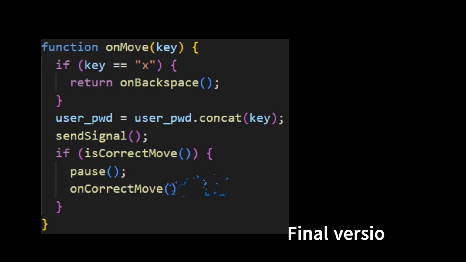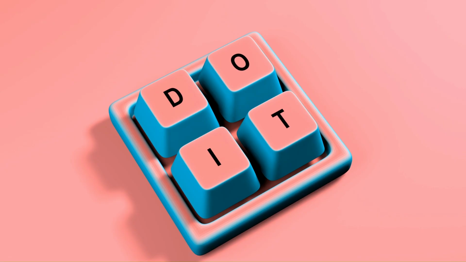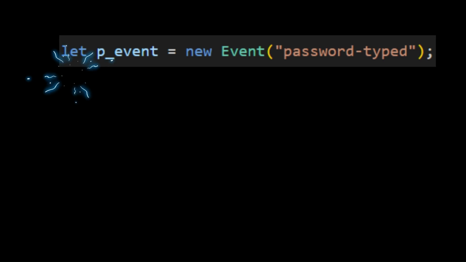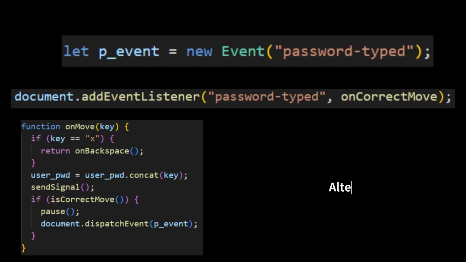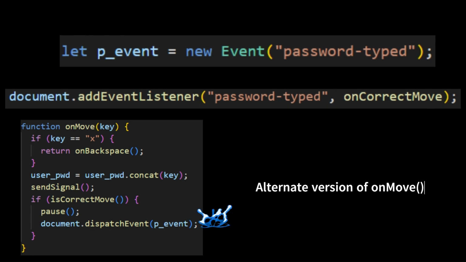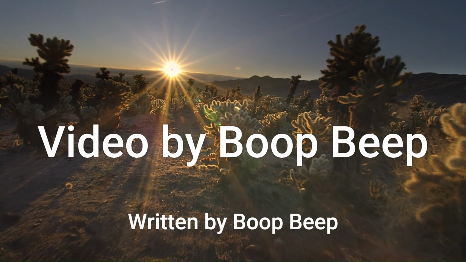Now you can either call the onCorrectMove function as soon as the user enters the 4-digit password, or do the same thing but in a different manner. You see, user entering 4 digits indicates that the password has been entered. So it's kind of like an event, like password typed. So we can create an event with the name password typed. Make the document, that is the root element of the web page, listen to that event, registering the onCorrectMove method as the callback, and dispatch this event when the user enters the 4-digit password. It's all based on intuition. You can directly call the method as well.